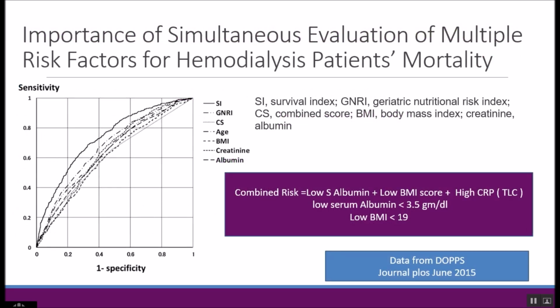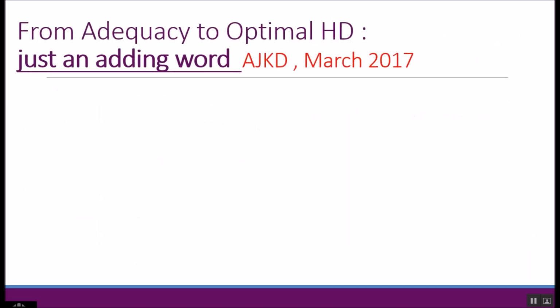And the overall outcome of patients did not stop on adequacy. You need more simultaneous evaluation of multiple risk factors for hemodialysis patients. The combined dialysis risk factors could be low serum albumin for nutrition, low body mass index, high C-reactive protein for infection and inflammation, as well as other parameters of adequacy. So you can identify your patients at risk. This could reduce the mortality in patients on conventional hemodialysis.